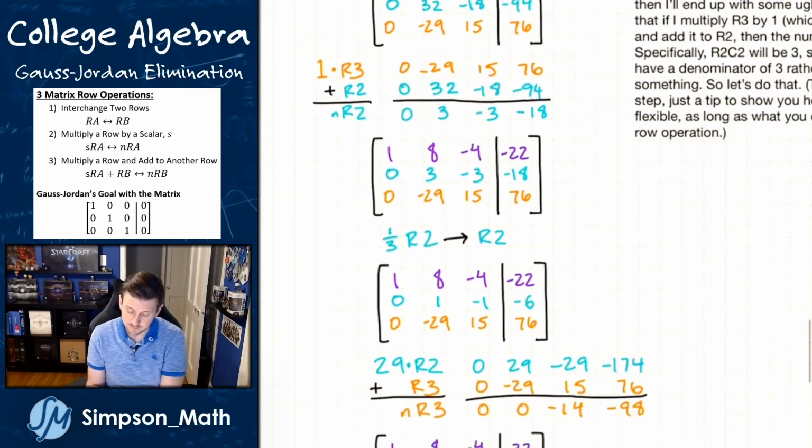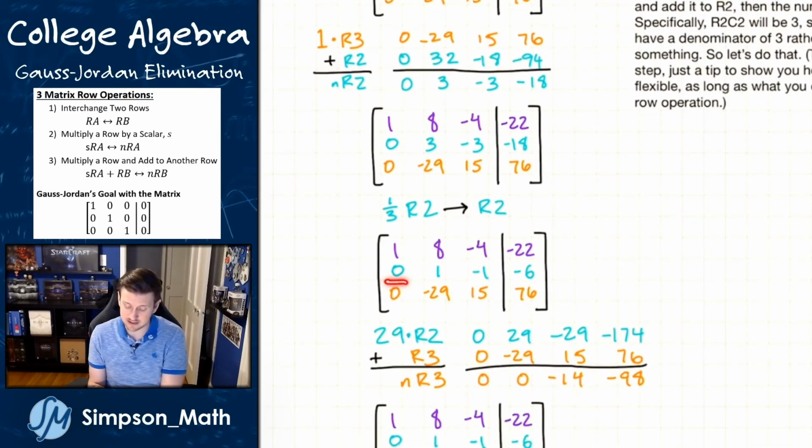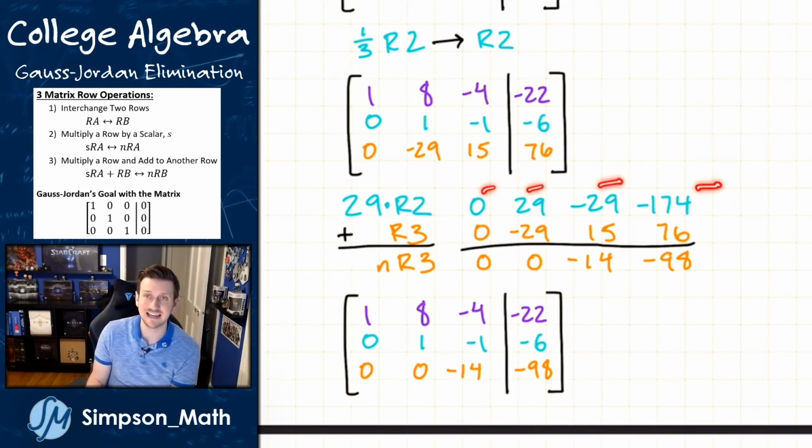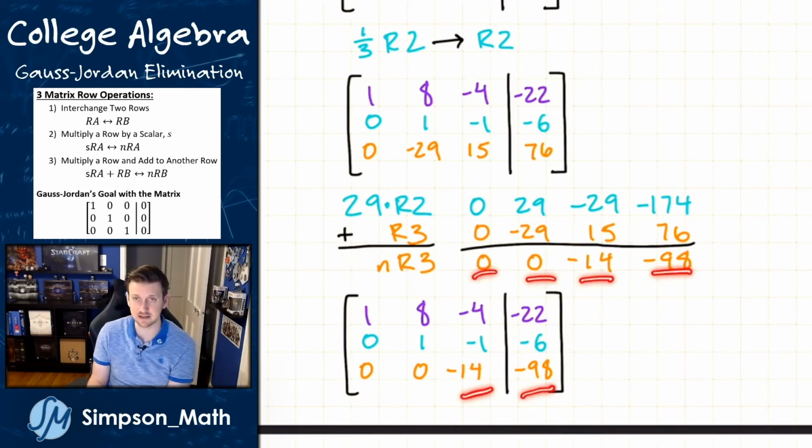Okay, so now that I have a 1 in row 2, column 2, now I can make this 29 be a 0. To do that, I'm going to multiply row 2 by 29 and then add. So I get 0, 29, -29, and then -174. Add them up, we get 0, 0, -14, and then -98.